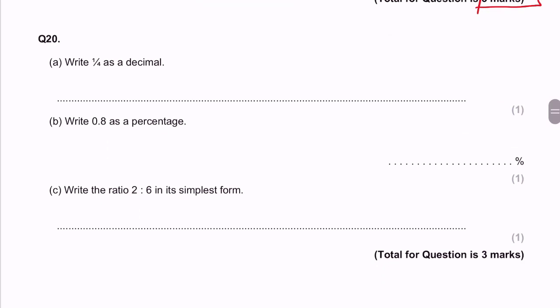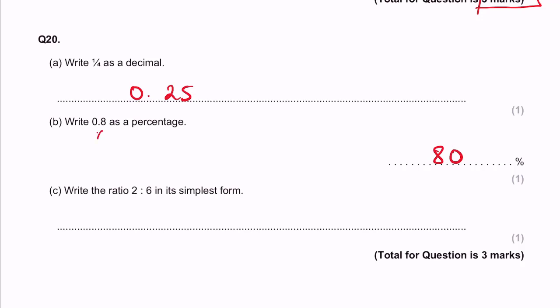Write a quarter as a decimal. That'd be 0.25. Similar to the question before. 0.8 as a percentage, which we know is 80. Just multiply this by 100. Write 2 to 6 in its simplest form. So we can divide it by 2. That gives us, so divided by 2, divided by 2, that gives us 1 to 3. And that's the answer.